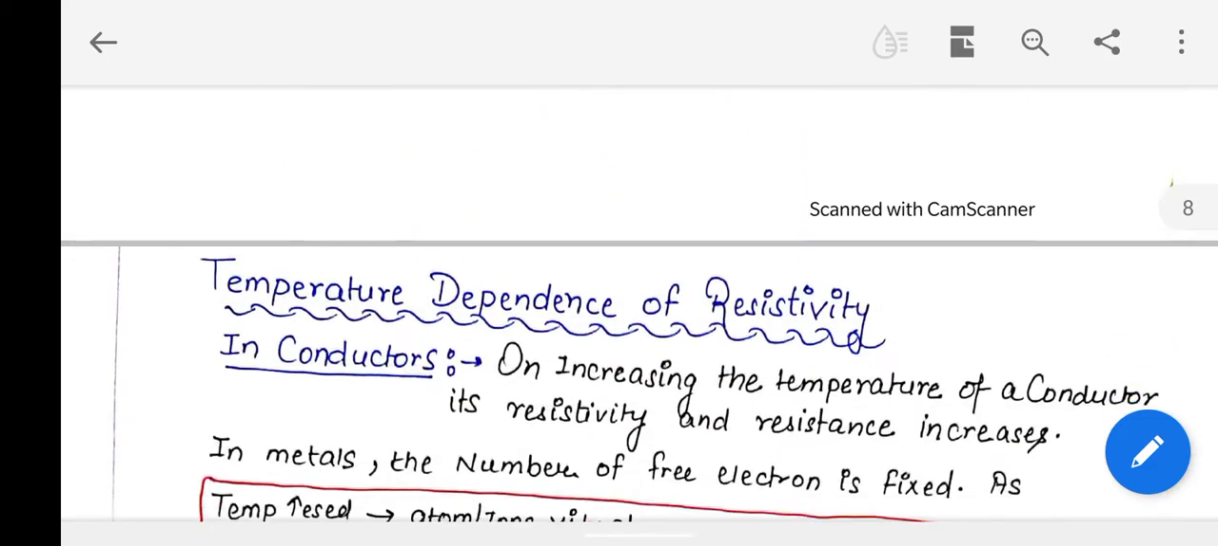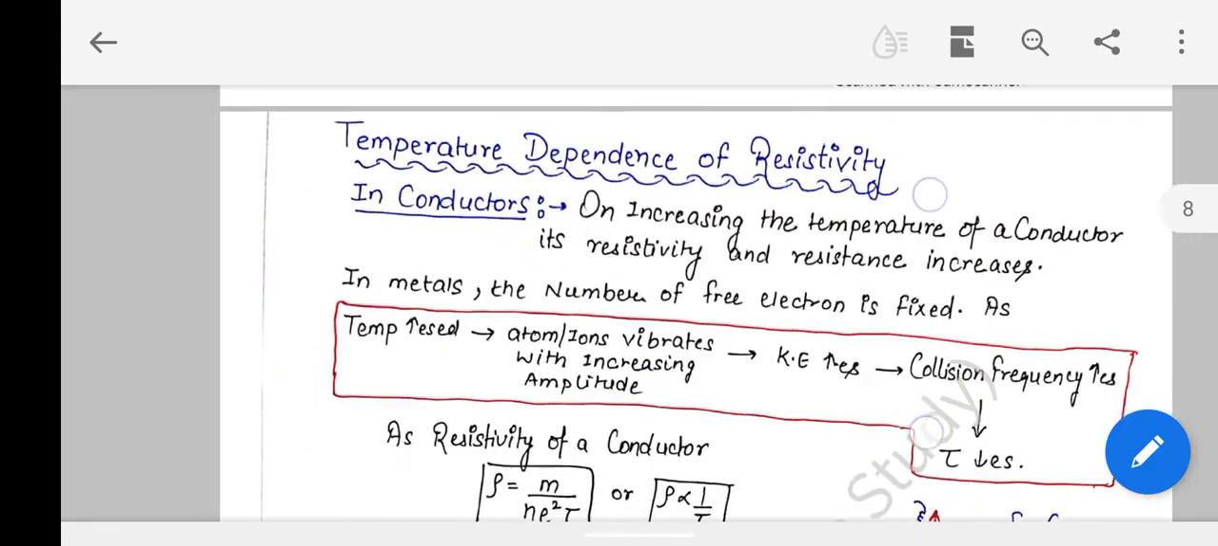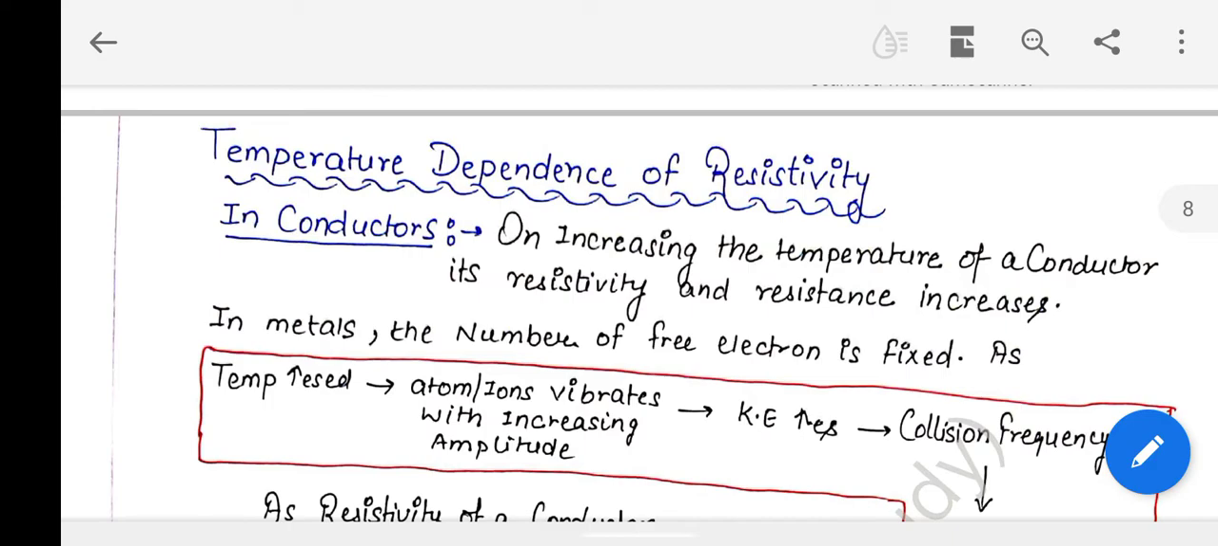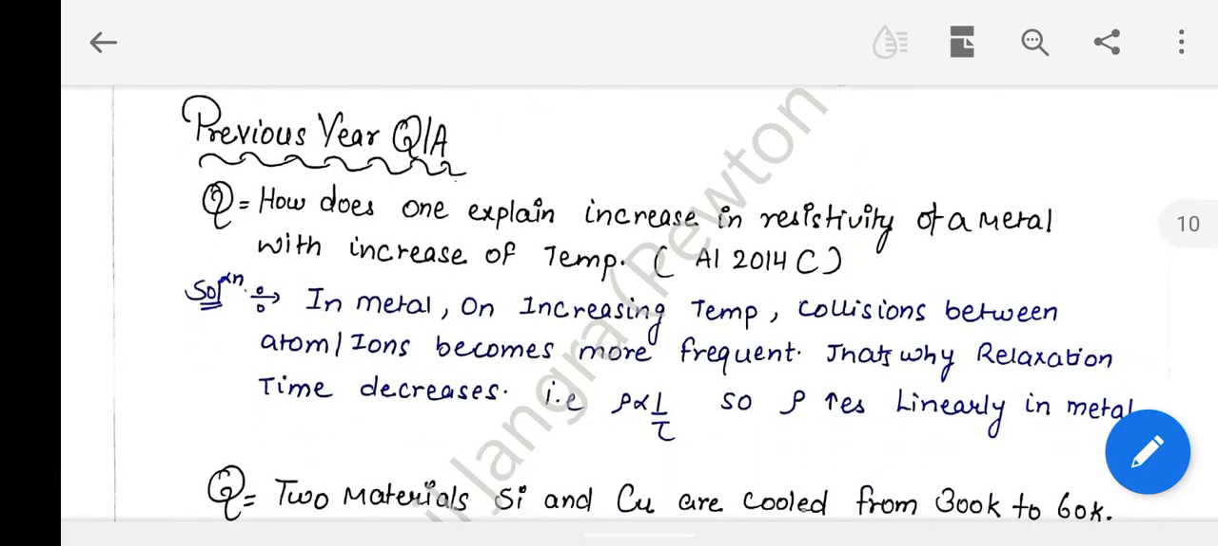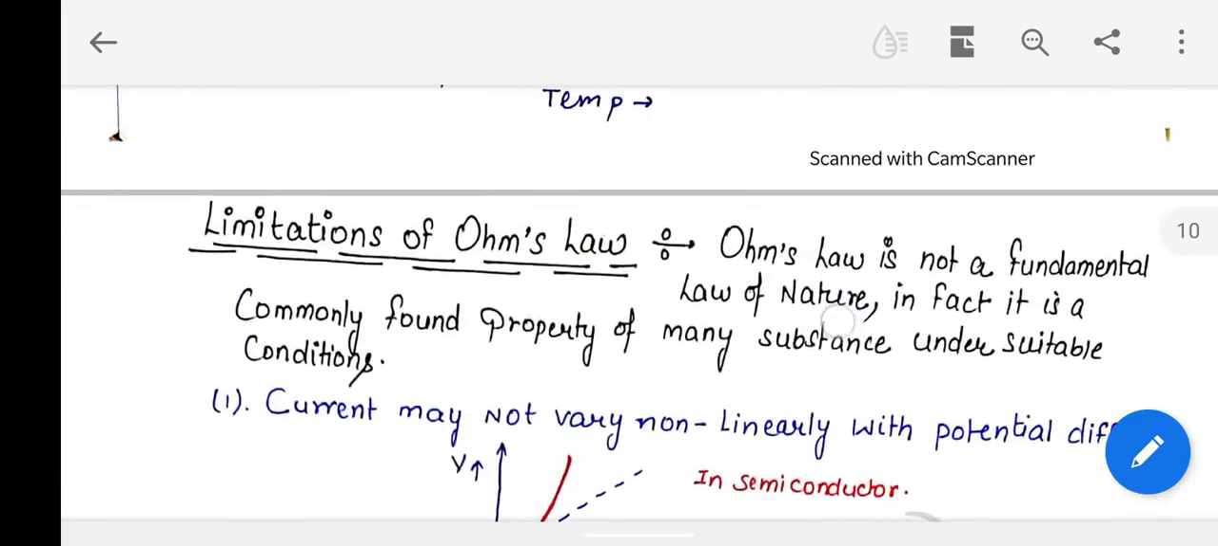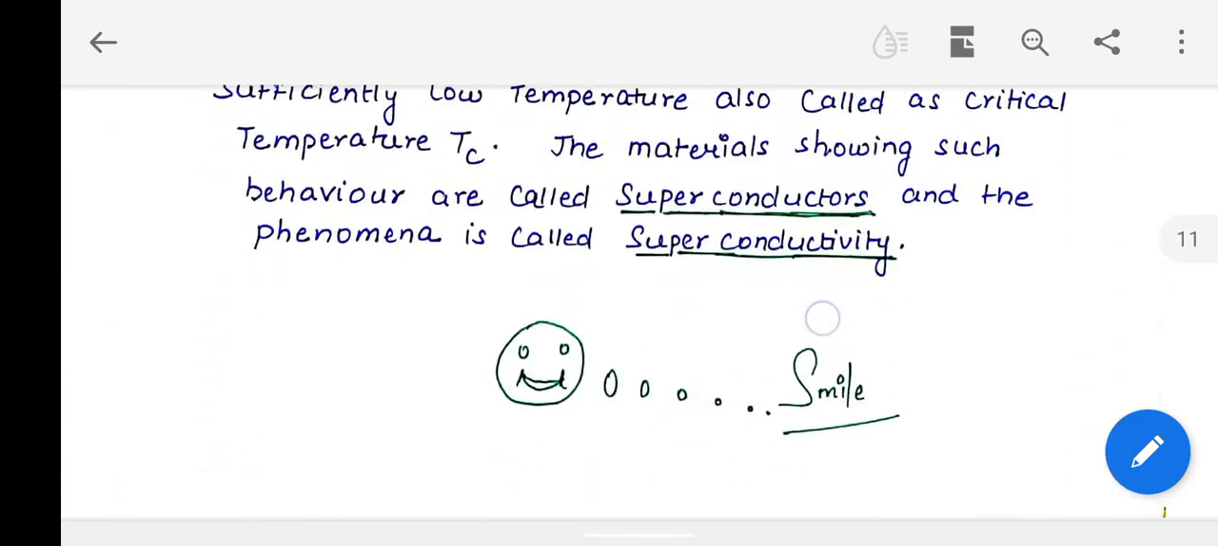You can practice these numericals for your better understanding of this concept. So the next important thing is you can practice the previous year's questions.